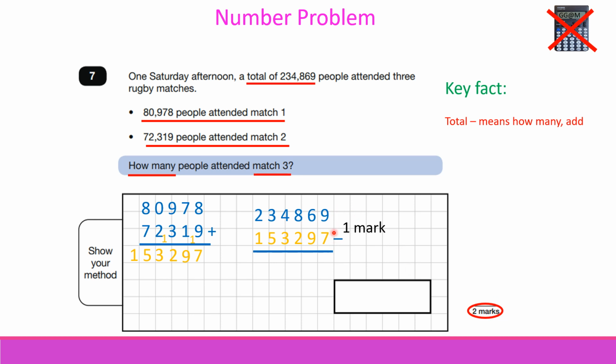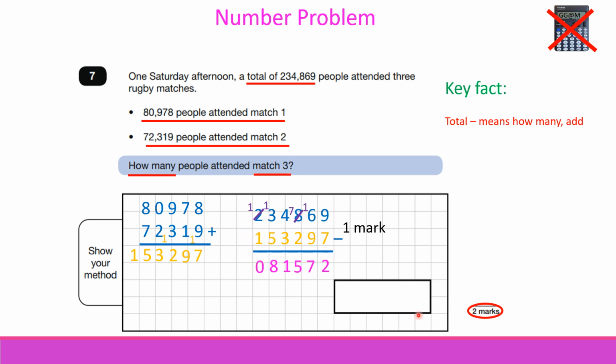Again, we start on the right hand side. So 9 take away 7 is 2. 6 take away 9 we can't do, so we've got to borrow from the 8. So I cross the 8 out, write it as a 7, and I'm going to borrow a 10 in front of the 6, making this 16. So I've got 16 take away 9, which is 7. I've got 7 take away 2, which is 5. 4 take away 3, which is 1. 3 take away 5 I can't do, so I've got to borrow from the 2. So I'm going to cross that out, make it a 1, and borrow 1 here. So I've got 13 take away 5, which is 8. And then 1 take away 1 is 0.